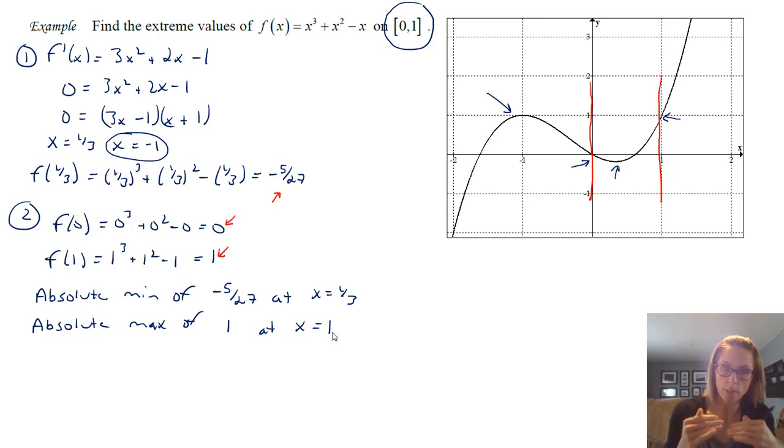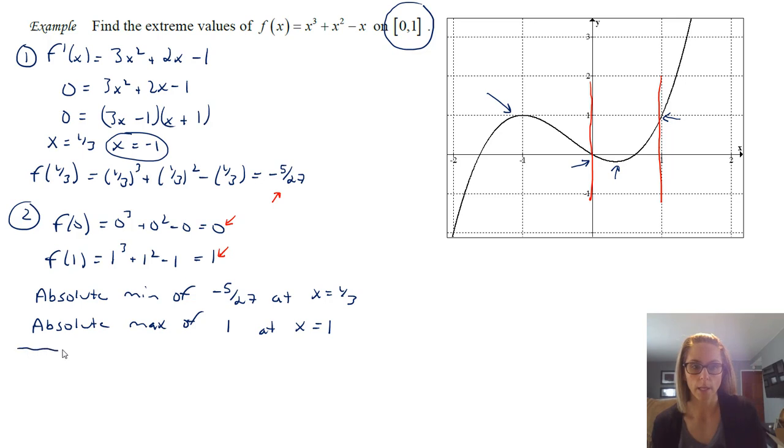We can see that the lowest value is occurring at that fractional part, 1/3 between 0 and 1, and that the highest value is 1 at 1. And that's all that this is. Those are the extreme values for that function on this domain, and that's all you have to do.